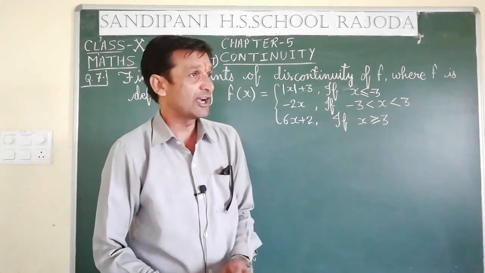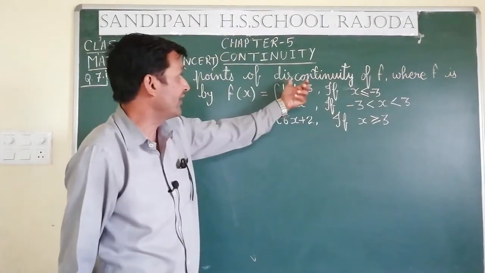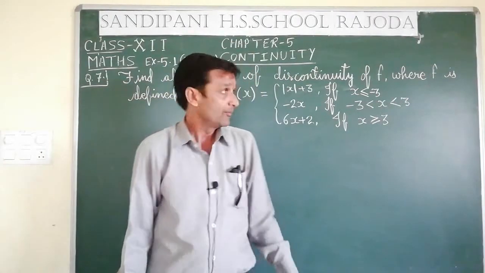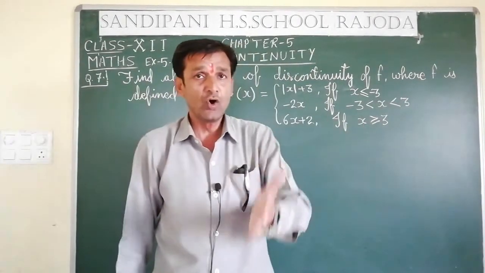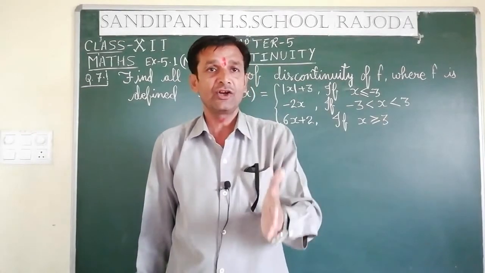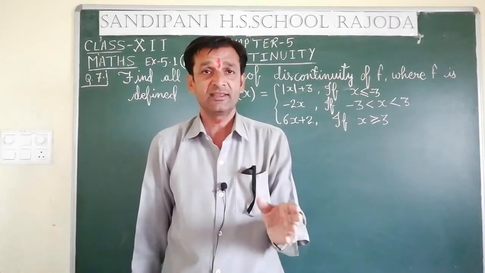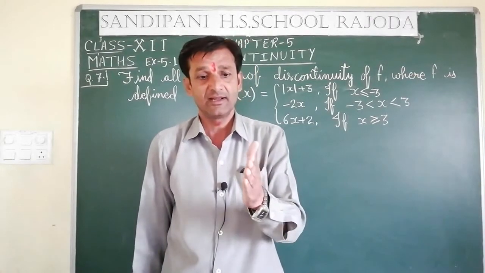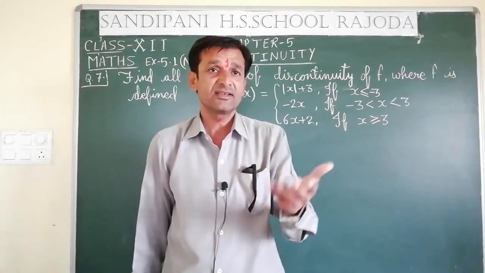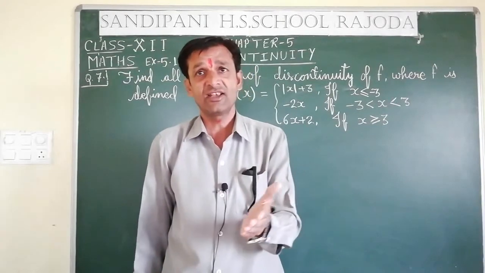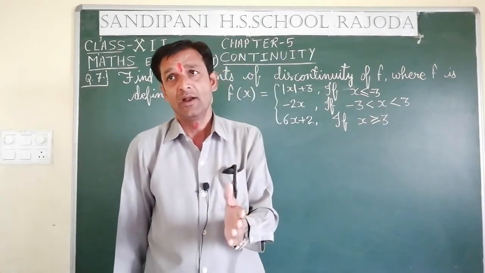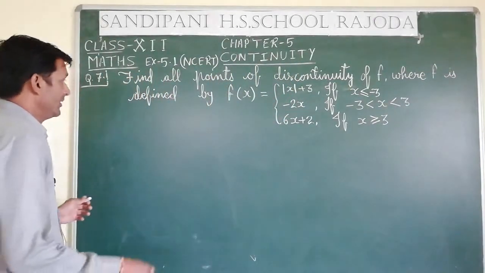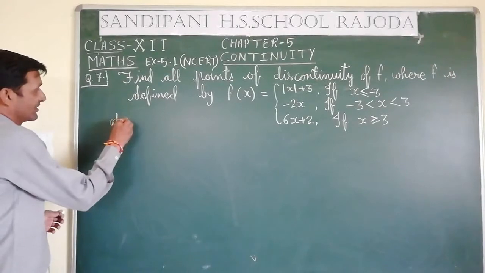Why are we discussing continuity, when the question asks us to find the discontinuity points? Because we already know the continuity test. After applying the continuity test, if the function is continuous, then there will be no point of discontinuity. If it is discontinuous, then it is very clear that LHL or RHL is not equal to f of that particular point. So first of all, we are discussing x is equal to minus 3.